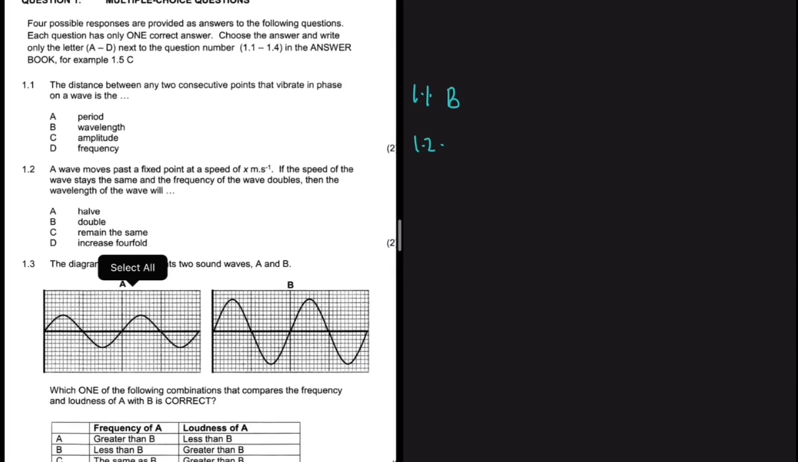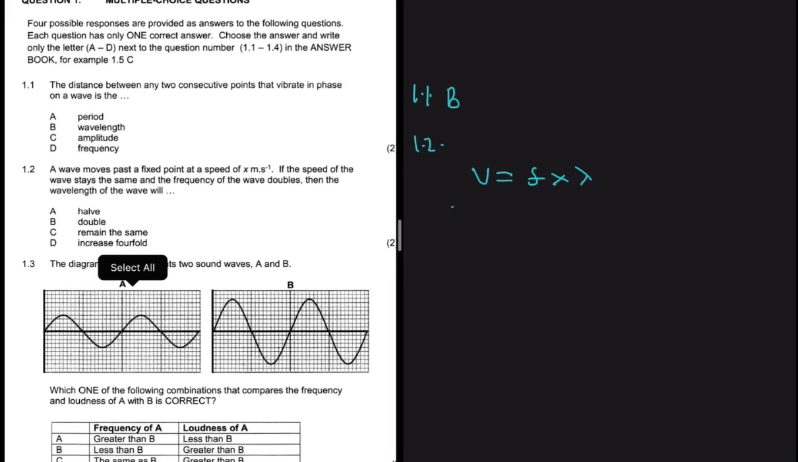If the speed of the wave stays the same and the frequency of the wave doubles, then the wavelength of the wave will: A, halve; B, double; C, remain the same; D, increase fourfold, right? So here, let's conceptualize. We know that V equals frequency multiplied by wavelength. It is said that the frequency has been doubled, but the velocity or the speed stayed the same. So what happened to the wavelength?